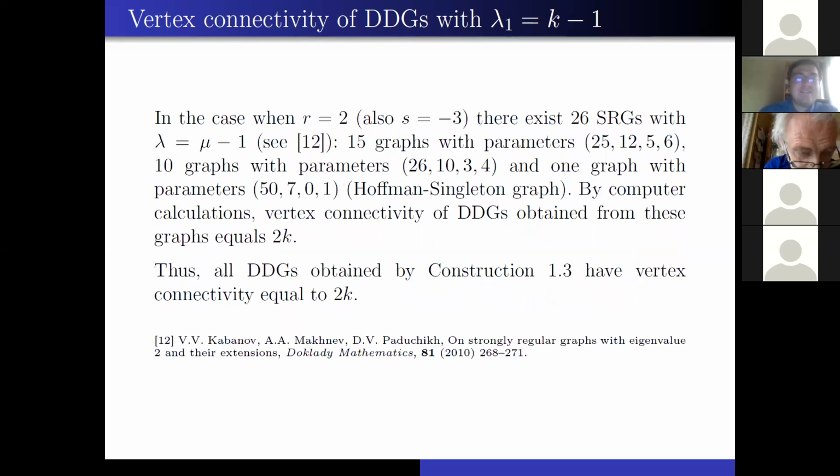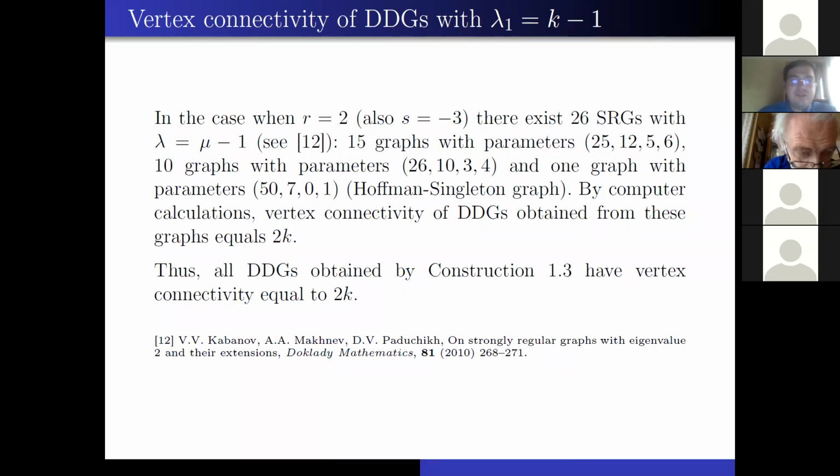So the next case, in the case when r equals 2 and s equals -3, there exist 26 strongly regular graphs with lambda equals mu minus 1: 15 graphs with parameters 25, 12, 5, 6, 10 graphs with parameters 26, 10, 3, 4, and one graph with parameters 57, 0, 1, the Hoffman-Singleton graph.